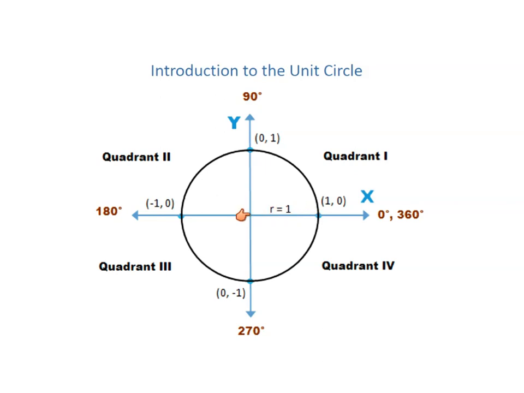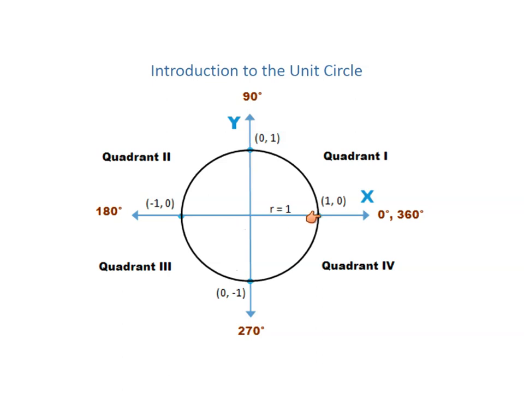1. So if we go 1 unit to the right, then we're going to land right here, and the coordinates of this point will be 1, 0. If we go 1 unit up from the origin, we're at 0, 1. We go 1 unit this way, we're at negative 1, 0. We go 1 unit down, we're at 0, negative 1.